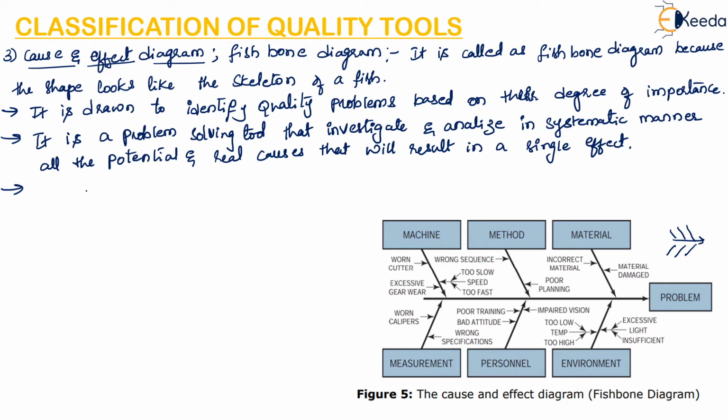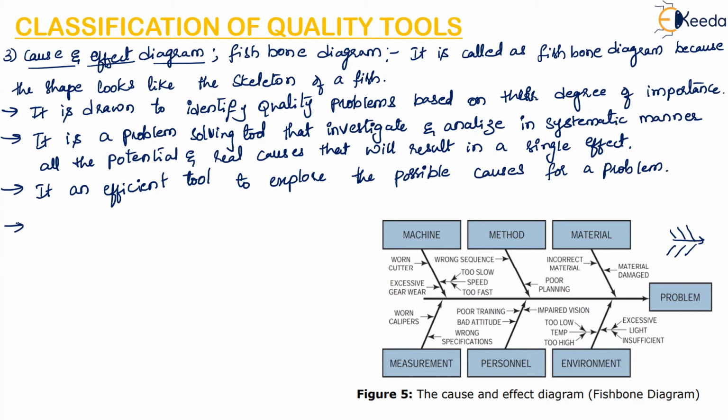This is an efficient tool that equips the organization's management to explore the possible causes for a problem. So it is an efficient tool to find the possible causes for a problem. How does the diagram help in solving the problem?